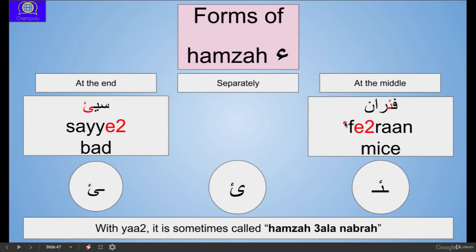For the hamza ala nabra, you can find it in different forms. You can see it in the middle form, like a word like fi'ran, which means mice, and you find that the glottal stop is in the middle with hamza ala nabra. And you find it also in a word like sayyi, which means bad, where the hamza ala nabra is at the end of the word. You can theoretically find it separately, but I couldn't find any word where the hamza ala nabra occurs separately.